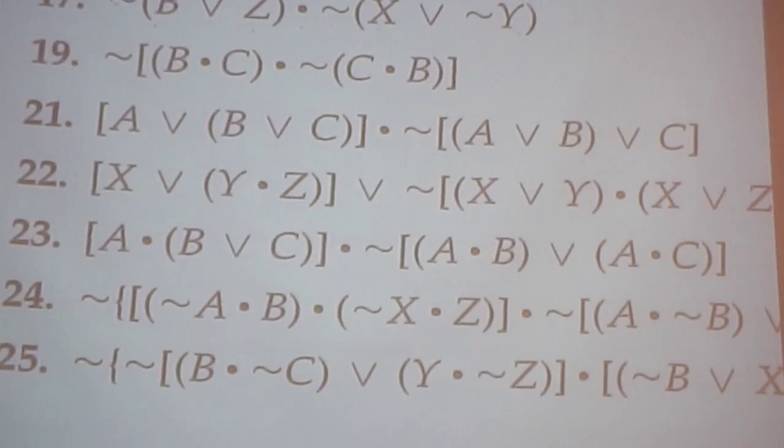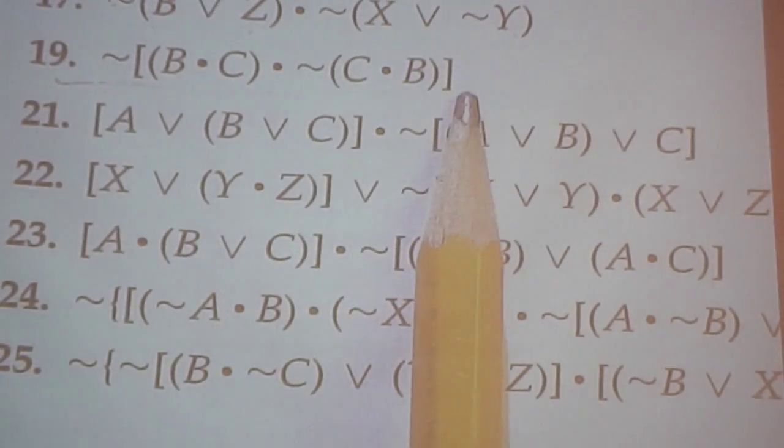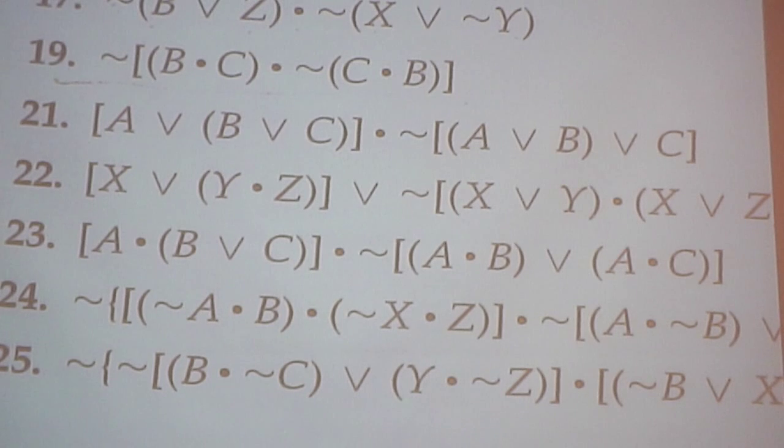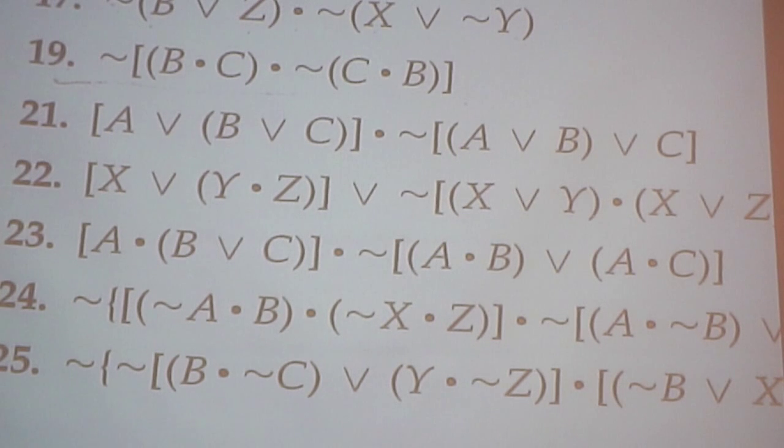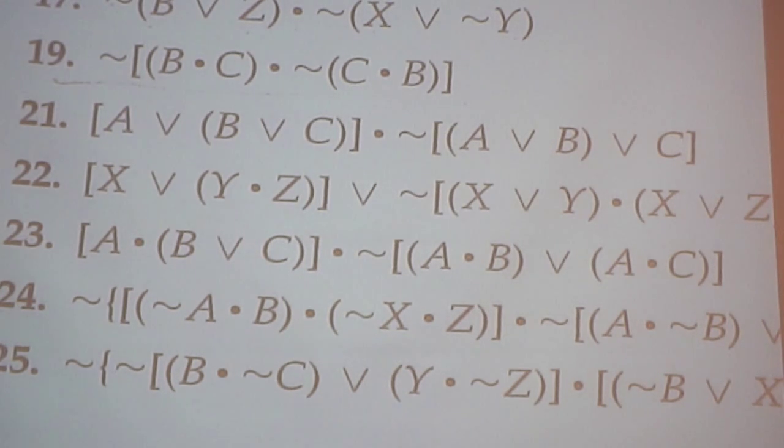Let's look at 19. What are we looking at here? What kind of a compound statement is this? Conjunction. No. Negation. Yes. Because everything following that first curl is contained within brackets. Well, what is contained within those brackets? What kind of a compound statement do we have within the brackets, therefore being negated by the curl?